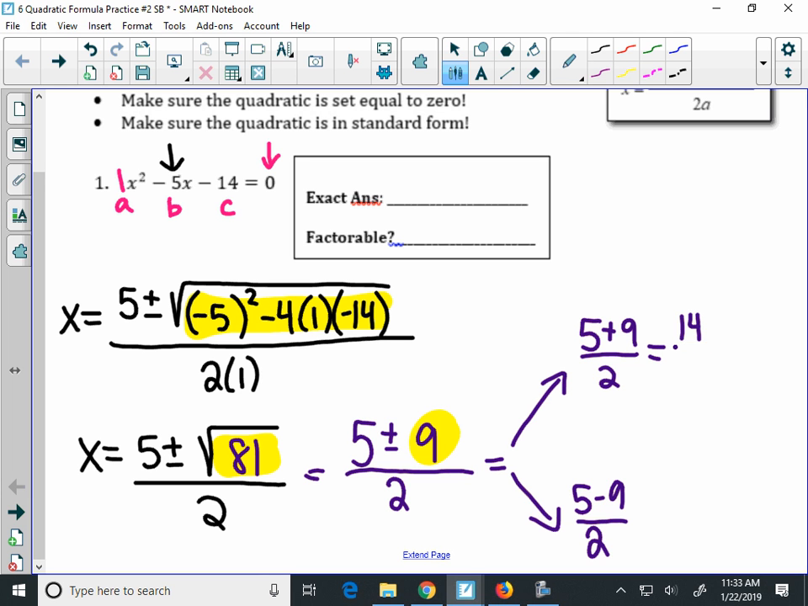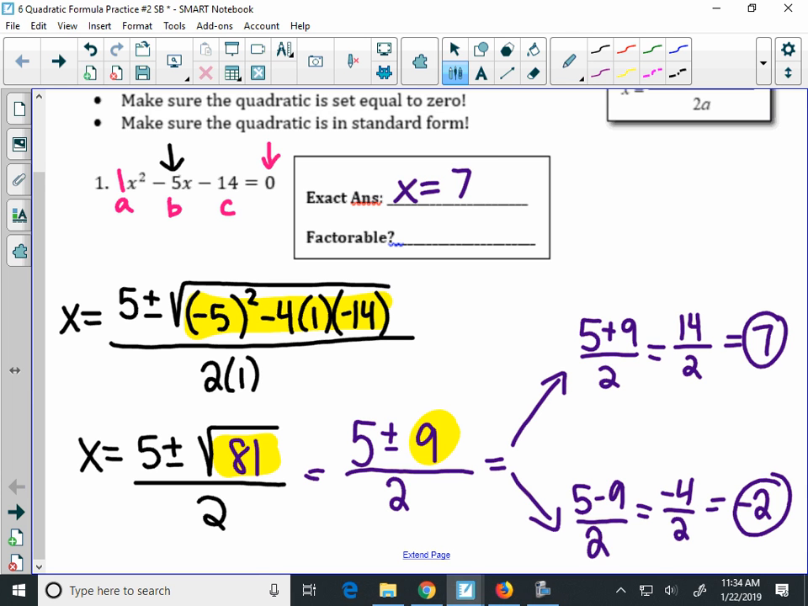Well, this becomes 14 over 2, which is 7, and 5 minus 9 is -4 over 2, which is -2. So your actual answers, the solutions here, or x-intercepts, are 7 and -2. And yes, you could factor this quadratic because those are rational values.